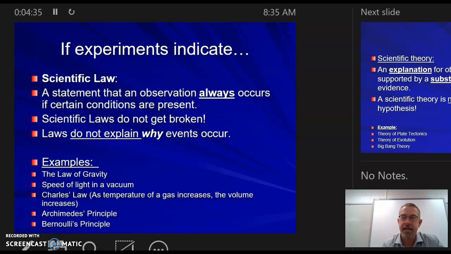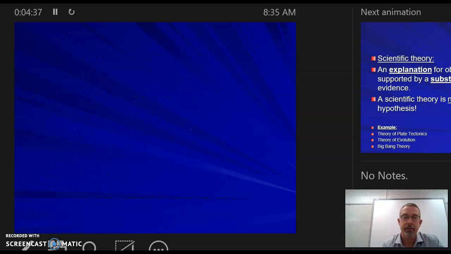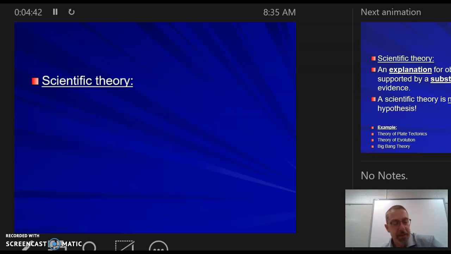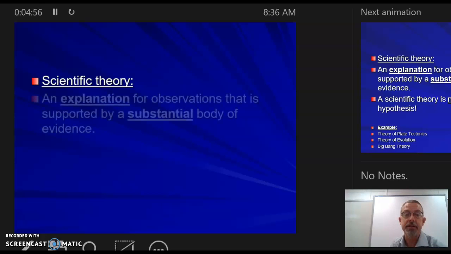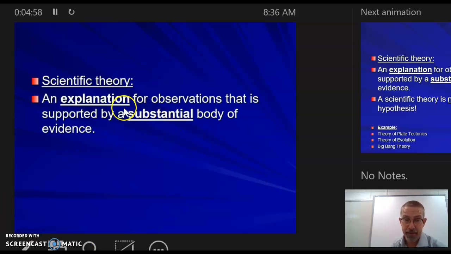Now let's contrast that with a theory. With a scientific theory, a lot of people misuse the word theory. A lot of people use the words theory and guess interchangeably. That's not the way it is in science. In science, a theory is a much, much, much stronger statement. Nothing is called a theory in science unless there's considerable evidence to back it up.